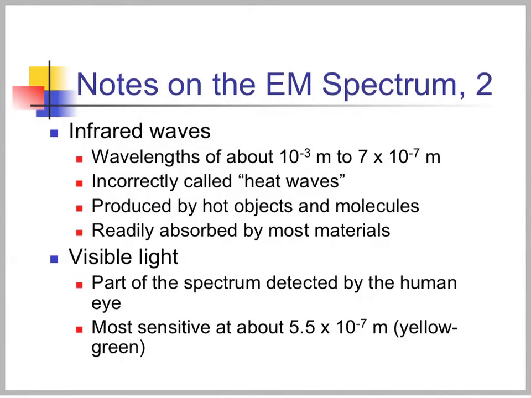Visible light is just called that because that's where our human eye is designed to see electromagnetic wavelengths from 4 times 10 to the minus 7 meters to 7 times 10 to the minus 7 meters. And our eyes are most sensitive right in the yellow-green at 5.5 times 10 to the minus 7 meters.